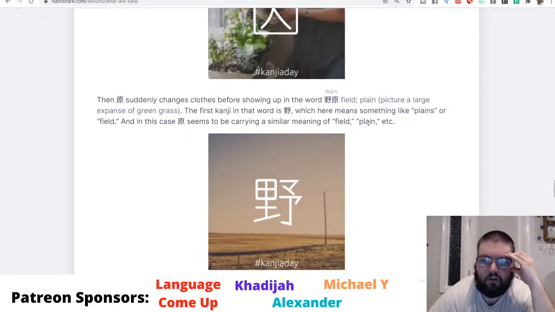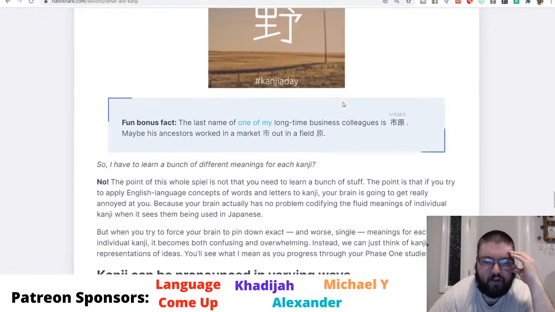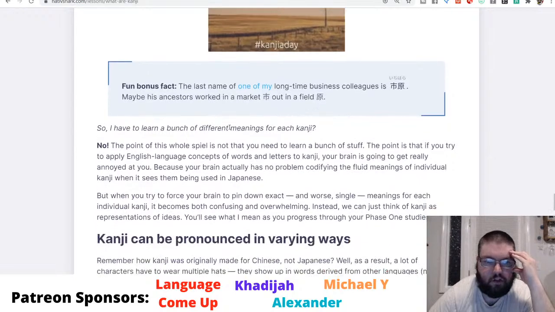Nohara. Okay. Field. Plain. Picture a large expanse of green grass. The first kanji in that word is this kanji, which here means something like plains or fields, and in this case, it seems to be carrying a similar meaning of field. Fun bonus fact: the last name of one of my longtime business colleagues is Ichihara. Maybe his ancestors worked in the market out in a field.